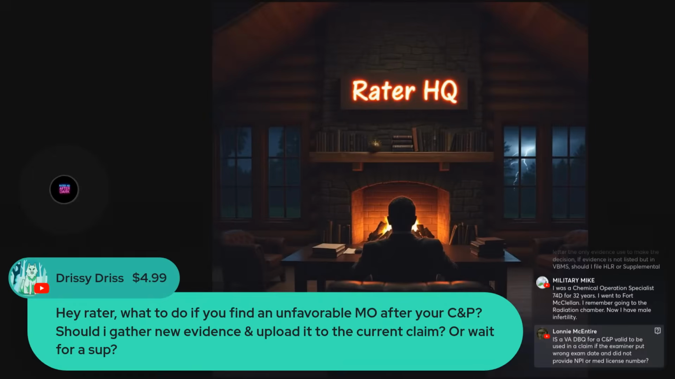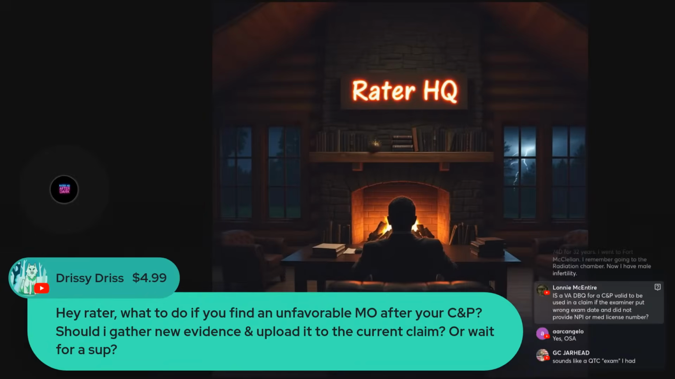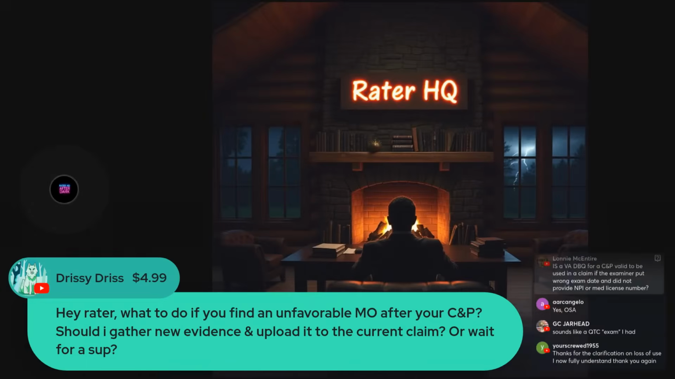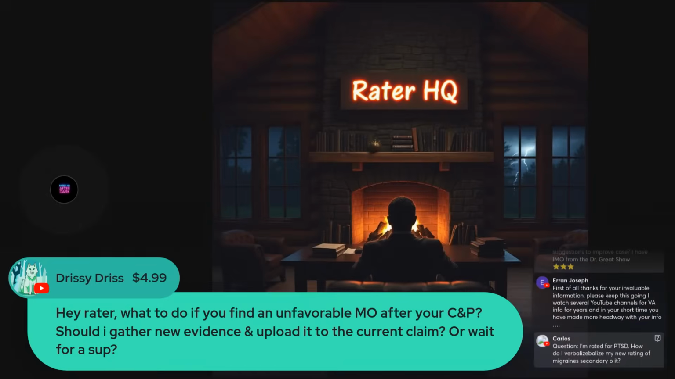What to do if you find an unfavorable medical opinion after your C&P? Should I gather new evidence and upload it to the current claim or wait for a supplemental? You want to wait for a supplemental because you don't want to burn that evidence and make it to where it's not new and relevant. The new evidence that you get, you want to make sure it's new and relevant, and you want to file a supplemental. Because as long as you have a diagnosis, we can go back in time.